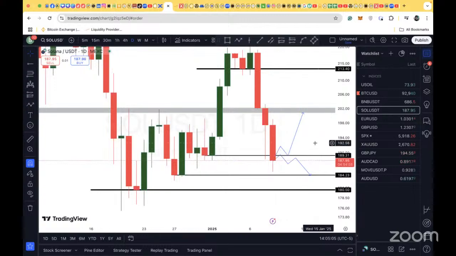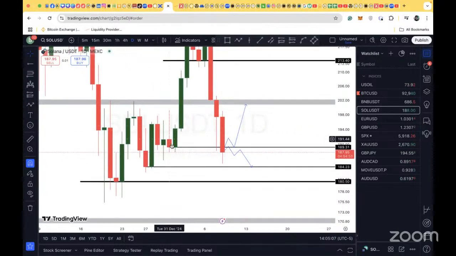If price closes below this order block, this last place that the price had before the spike happened, it means we are looking for a pullback and continuation to the downside. But if price goes back into the range, it means we are looking for a pullback and continuation to the upside.